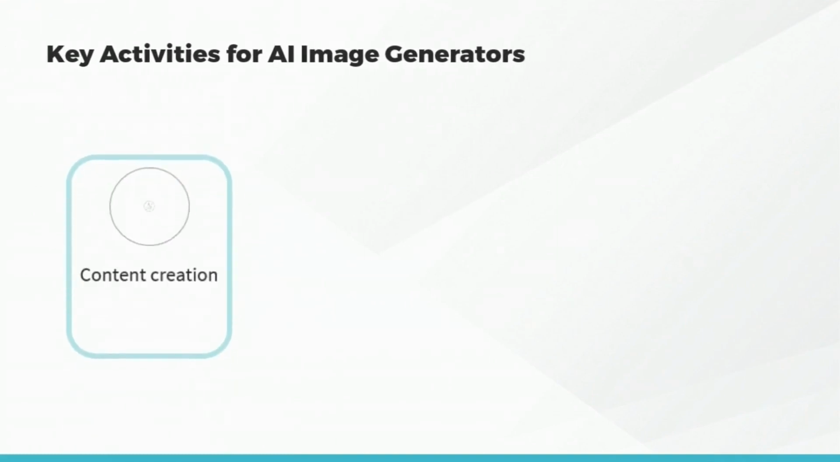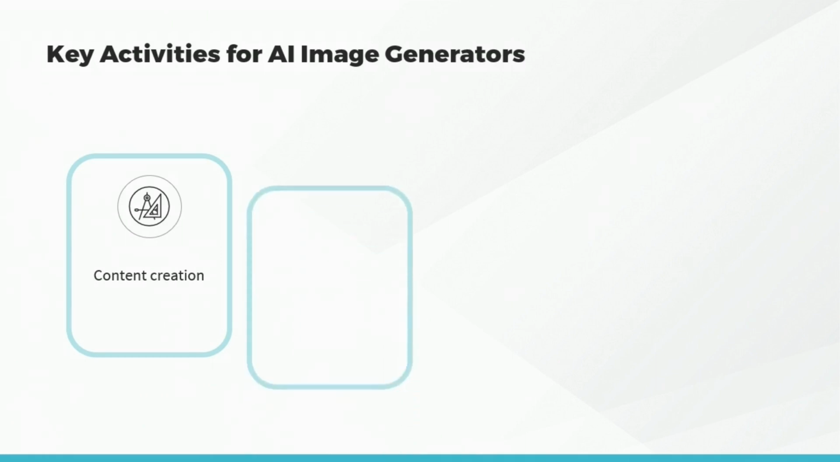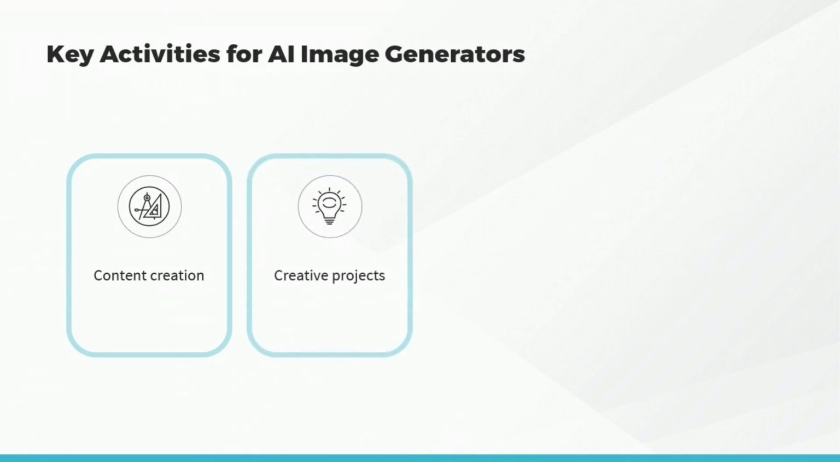So what are some of the key activities for our AI image generators with these methods? Well, the first thing that we want to do is content creation. We can enhance articles or social media content with these engaging images. But we also have creative projects where I can use AI generated images as inspiration or starting points for any type of artistic endeavor that I may have.